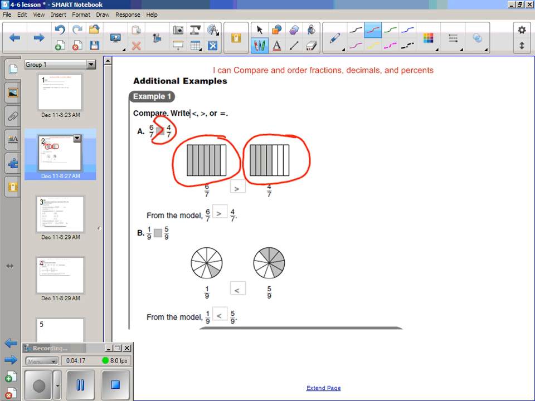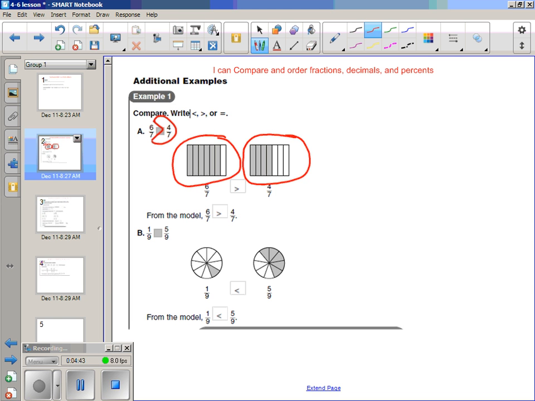Now, here's another little different representation. Now, instead of our one whole unit being a square, we now shift it to a circle. And whenever I think of circles and I think of fractions, I automatically think of pizza. Okay? Sure, or piece of pie. Fine. Maybe you like pie more than pizza. Doesn't matter.